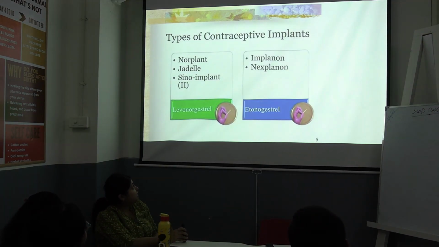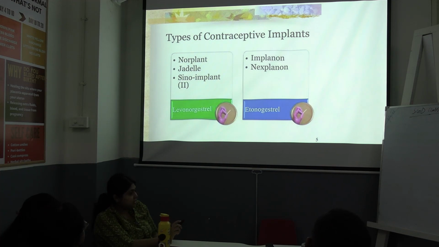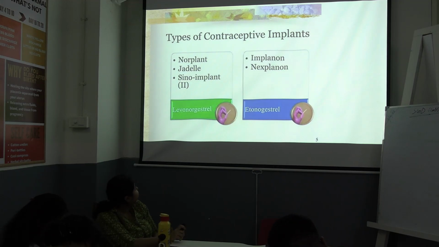Now for implants, what are the hormones that are being released? One is levonorgestrel-containing implants, one is etonorgestrel-containing implants. The LNG-containing implant is Norplant. Just remember one name, Norplant. If they ask you for an implant containing LNG or levonorgestrel, use the name Norplant. And the etonorgestrel-containing implants are Implanon and Nexplanon. You just remember the names.